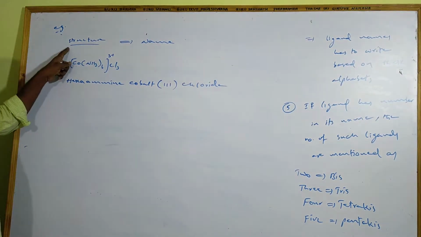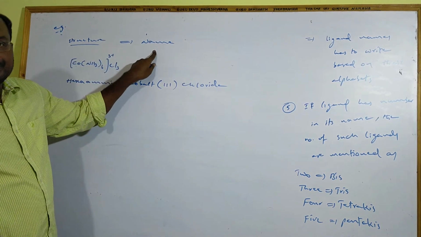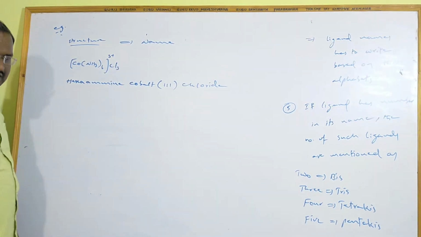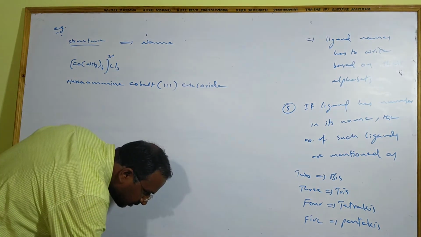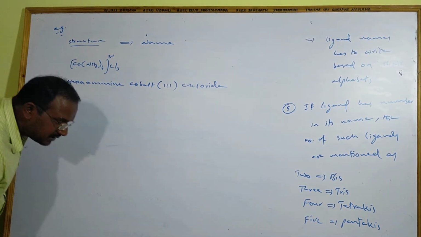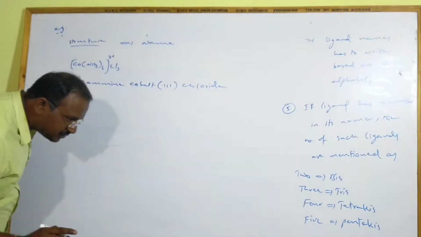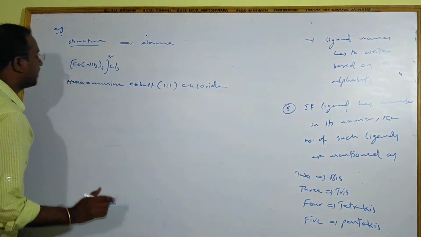One example: he has given the structure, and I wrote the name. Let me take one more example. What is that? [Cr(H2O)4Cl2]-.